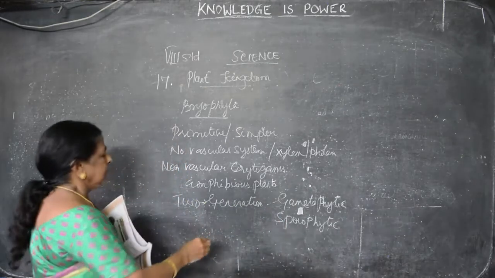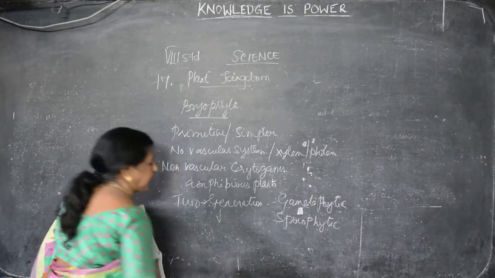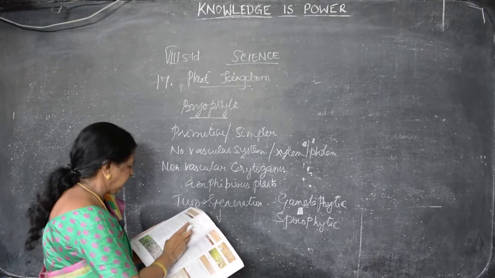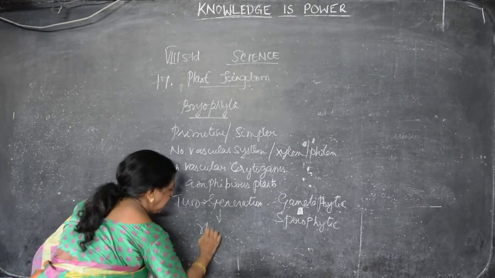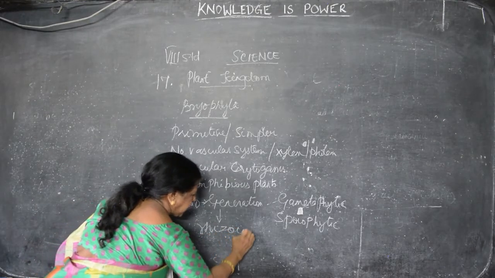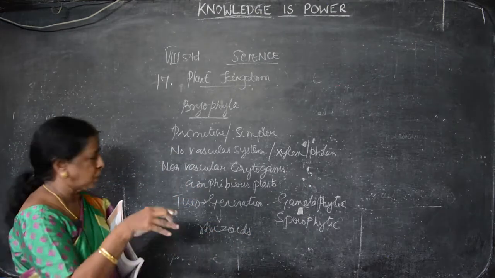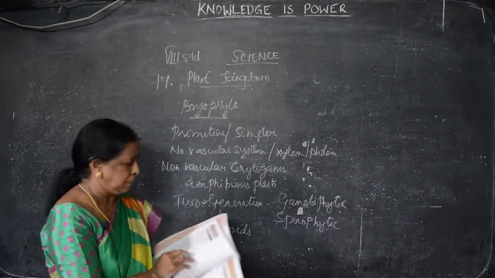Then the structure: they remain in the substratum. Substratum means where it grows. So that is the substratum, they remain with the rhizoid. There is no root. Instead of that, what are the rhizoids? There is a cluster of roots. By using rhizoids, they can fix to the substratum and they develop their body structure.